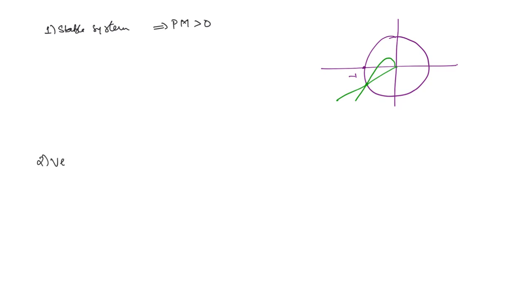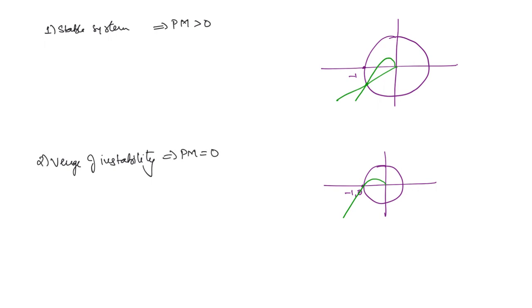Then what about on the verge of instability? We know that a system is on the verge of instability if it is intersecting the negative real axis at minus 1, 0. So if you take the unit circle, this will be minus 1, 0. The plot will intersect right at this point. Then what will be the phase margin? The phase margin will simply be 0, right? Pm is equal to 0 because the line that we want is from the origin to the intersection with the unit circle, and this is coinciding with the axis. So phase margin will be 0.